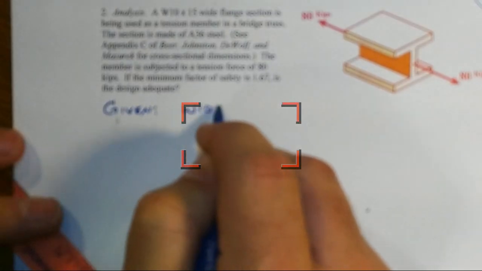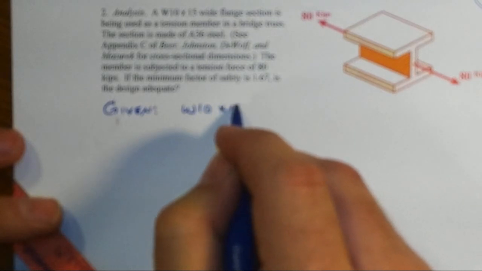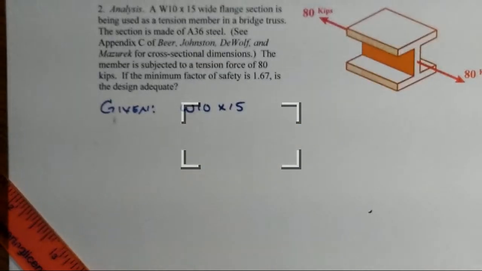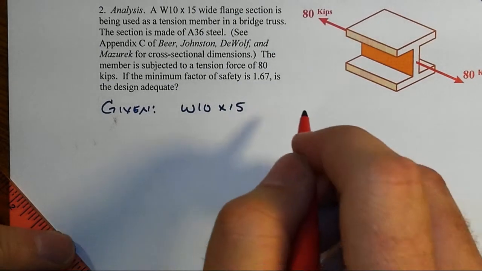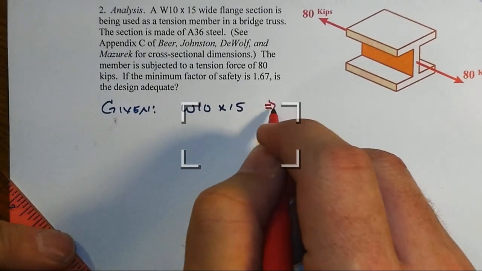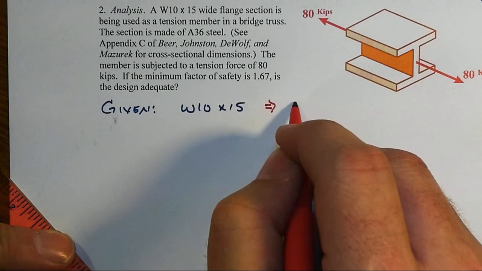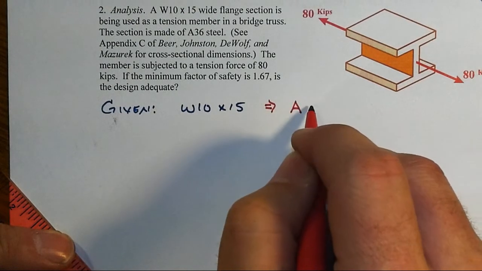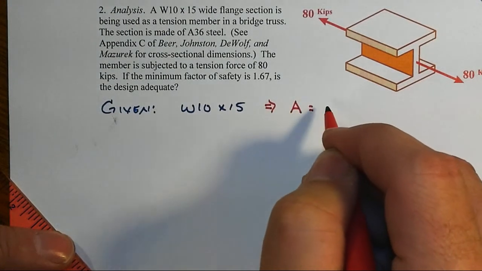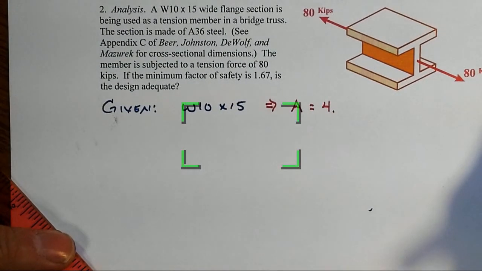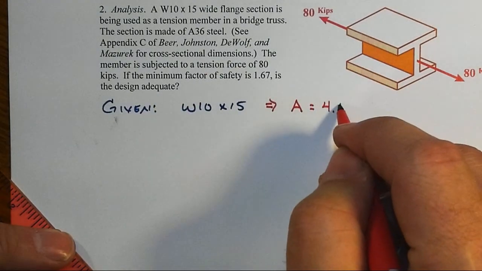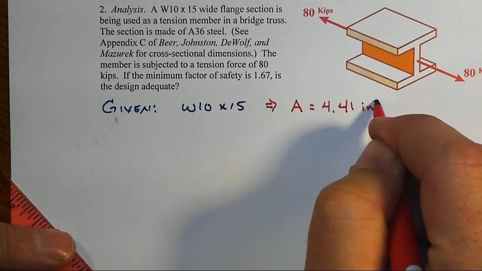a W10 by 15. Now, given that it's an axial load, and we're going to start thinking about stresses, then I know that I immediately want to go look up the critical geometric property, which is going to be the cross-sectional area, and that's equal to 4. I need to check real quick. It's 4.1, or no, 4.41 square inches.